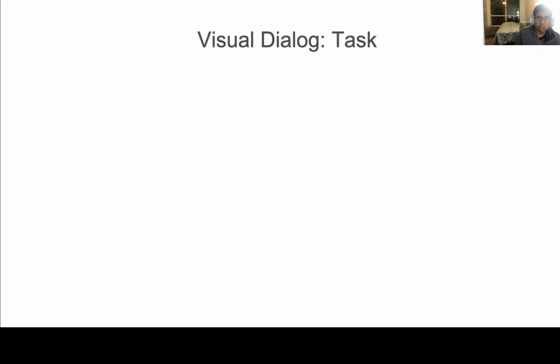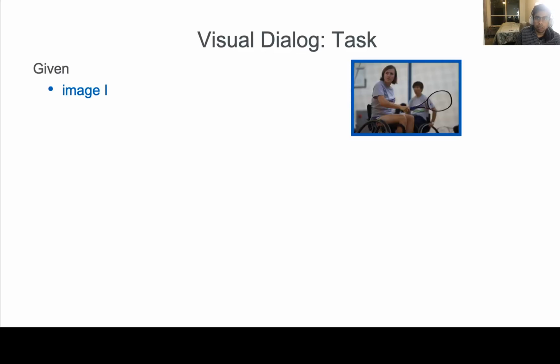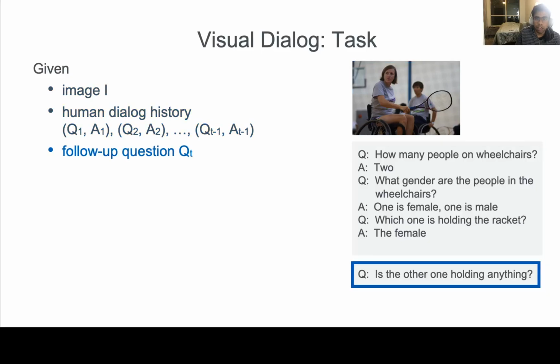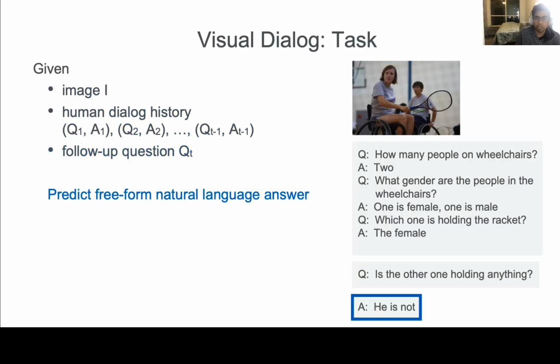The Visual Dialog task is the following. Given an image, a natural language dialog history, and a follow-up question, the model has to generate a free-form natural language answer. We have a large-scale dataset for this task consisting of human-to-human dialogues on around 120,000 images from Coco sourced from Amazon Mechanical Turk.